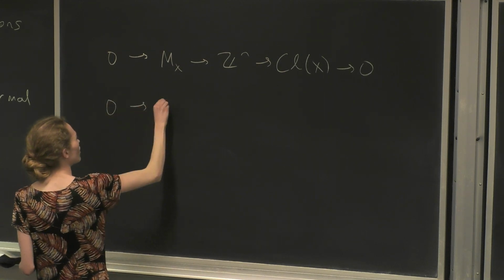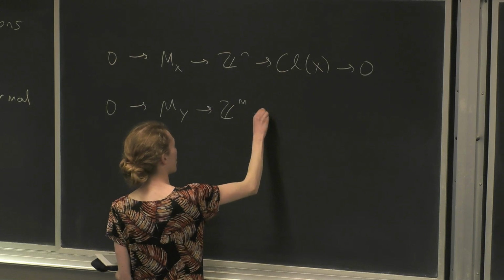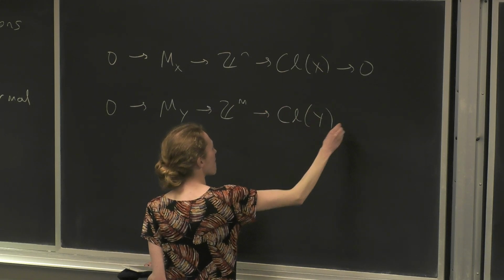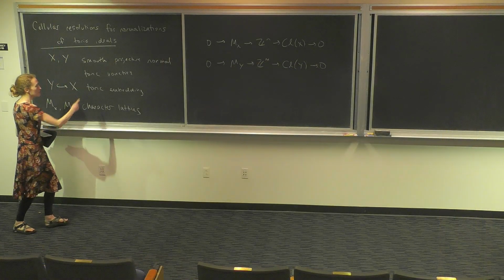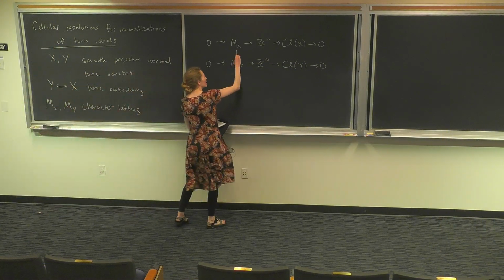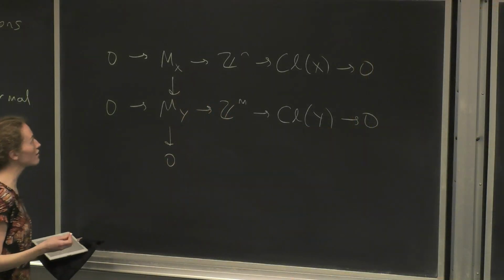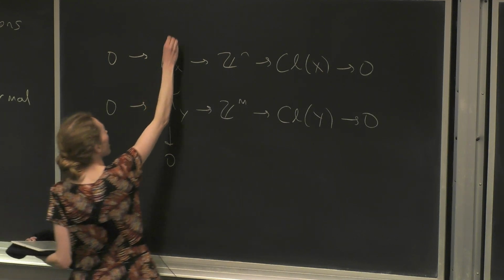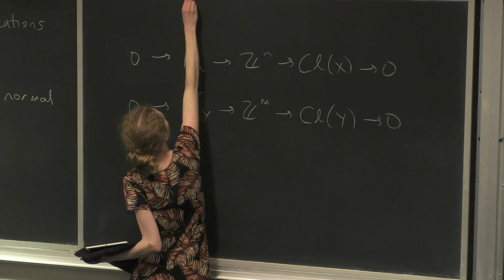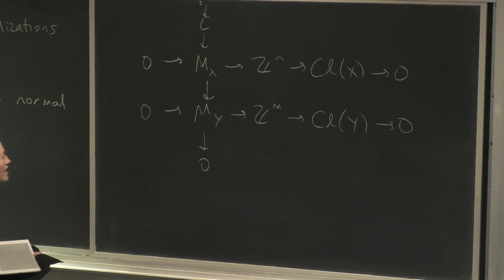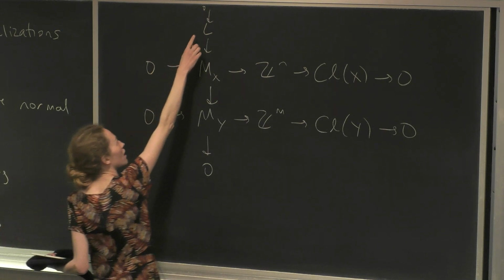And similarly for y. Okay, and if we have a map from y to x, then we get a map like this. And because it's an embedding, it's going to be surjective. And so I'm going to take a lattice that comes from the kernel of this, which I haven't left myself space for. I'm going to take the kernel of this map of character lattices, and this is the lattice that we're going to care about.